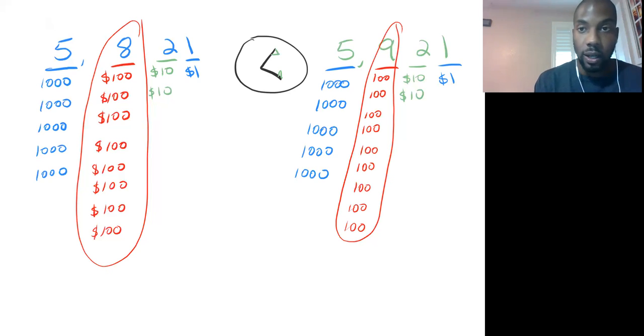I can ask you another way. What would you rather have? $5,921 or $5,821? Most people are picking this one.